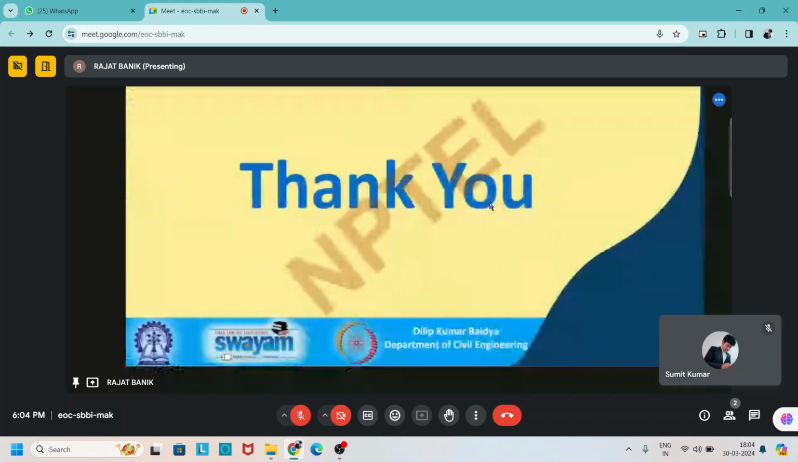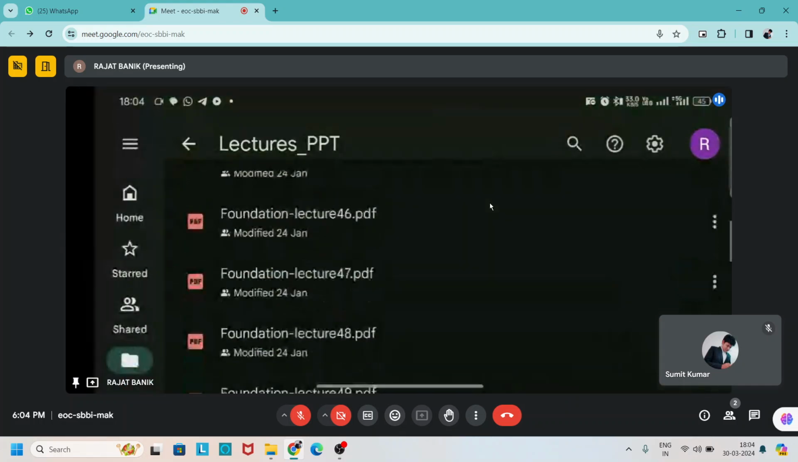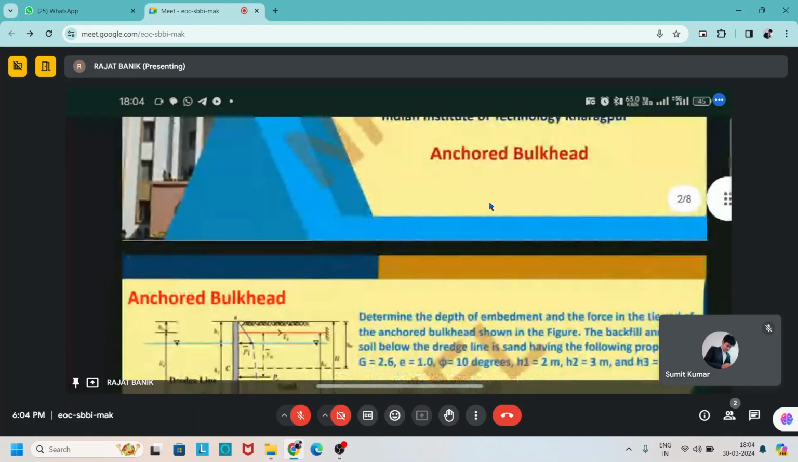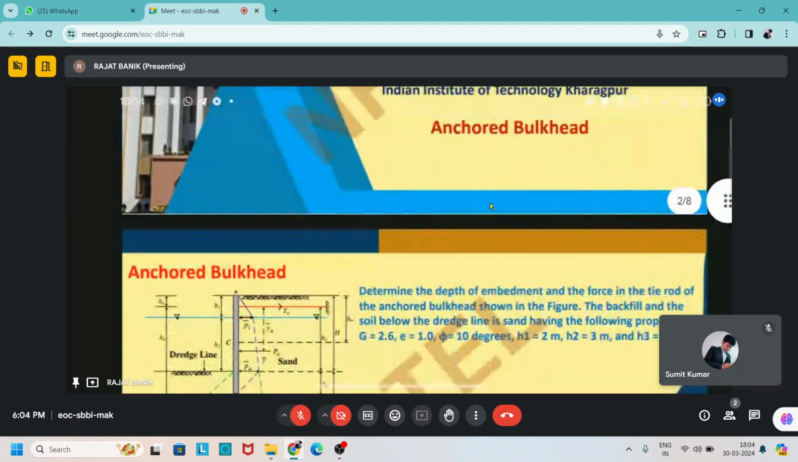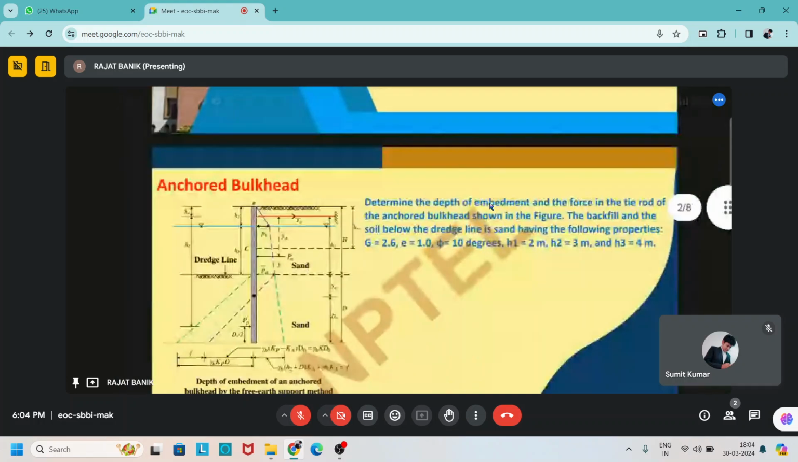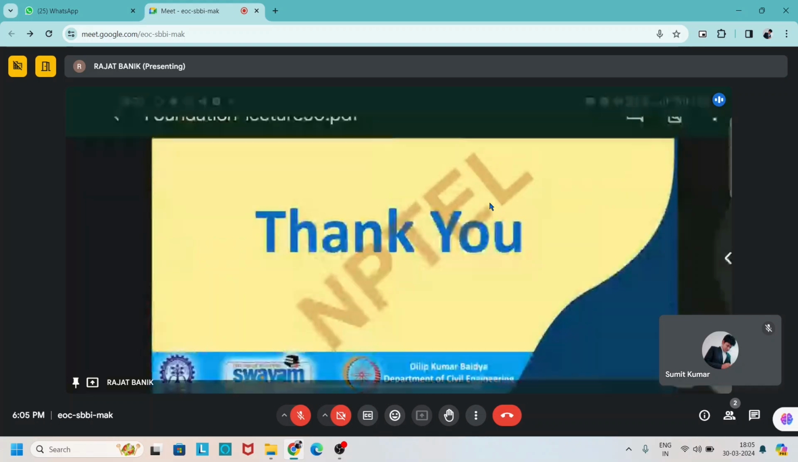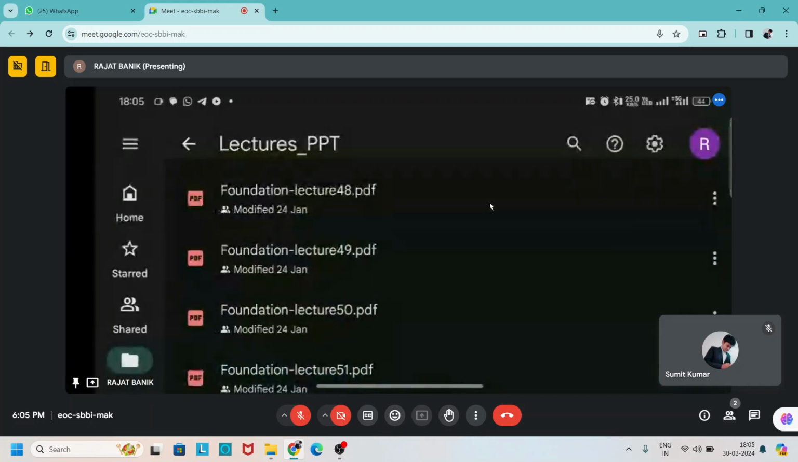Now move on to lecture number 50, which is also for bulkheads, and there is a deep foundation excavation. I think up to this, let's stop here.